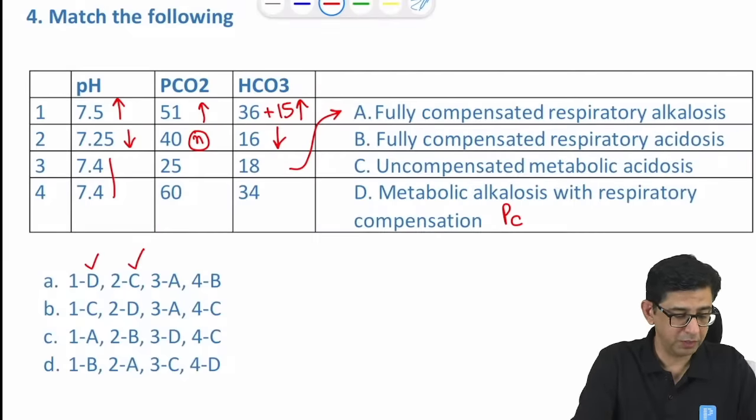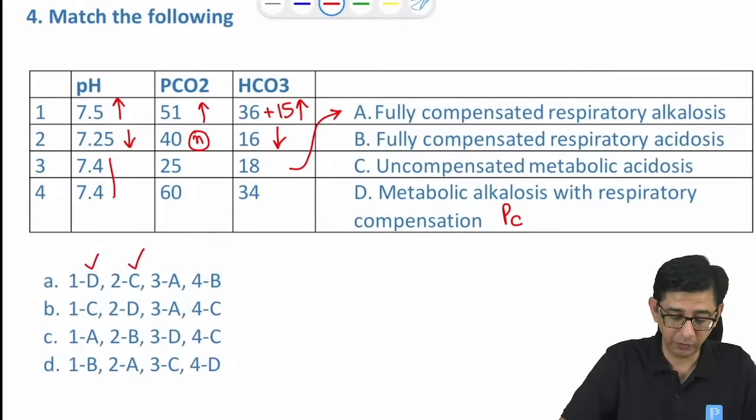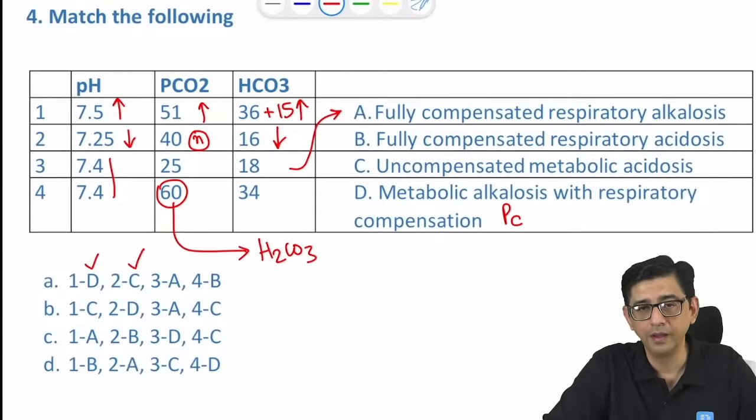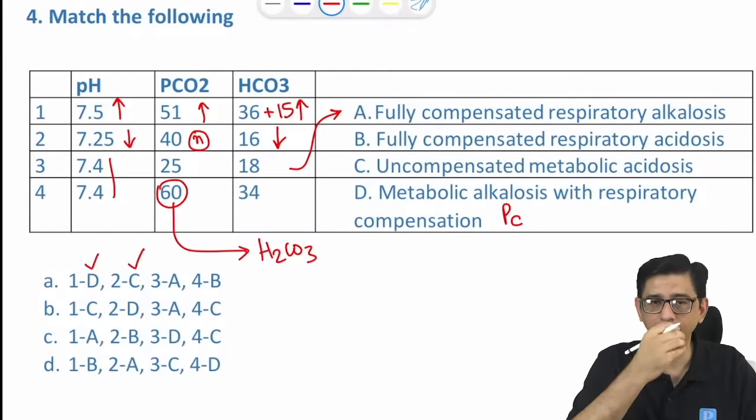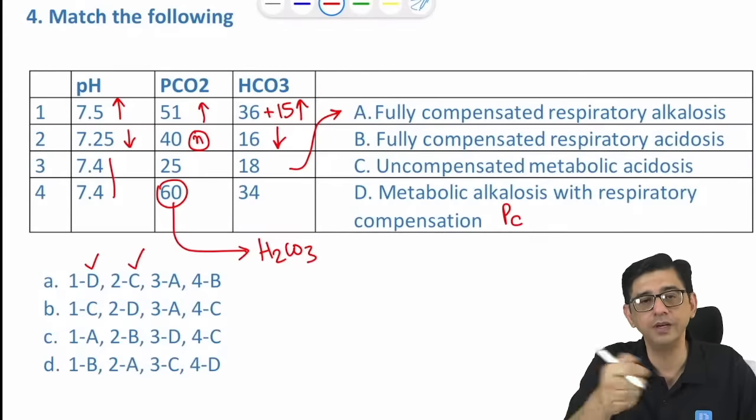In 4, pH is 7.4, then how is it in the fourth one? Why is it acidosis? Because PCO2 is 60, no? If PCO2 is 60, carbon dioxide produces carbonic acid, and carbonic acid is acidic. You know the very basic concept, that carbon dioxide is an acidic molecule. Carbon dioxide produces carbonic acid. That is why the value would be relatively elevated in this case.